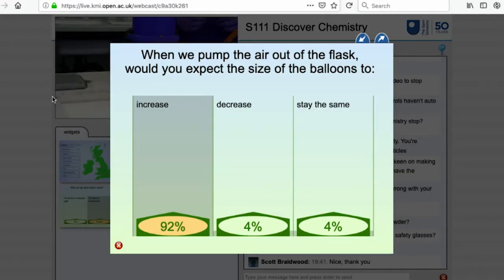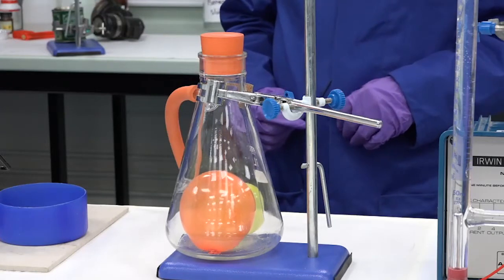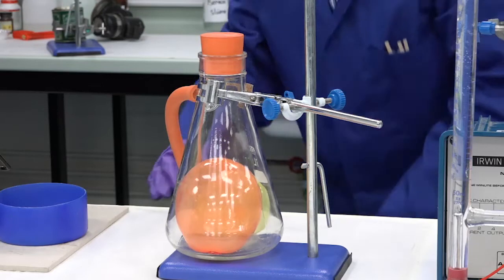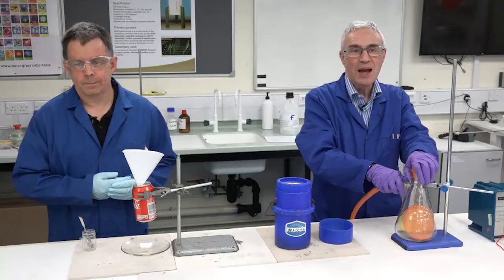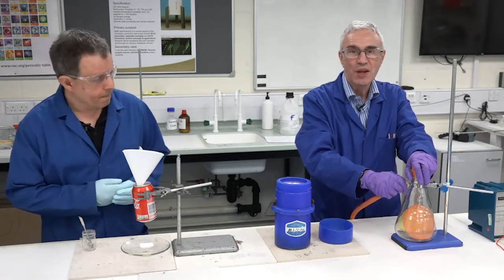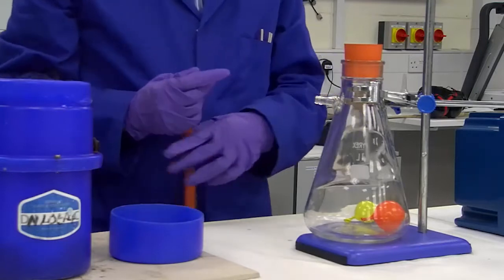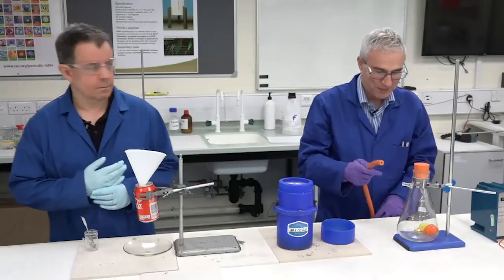Okay. 92% think that the balloons will increase in size. Oh yes, I think there's no doubt about it. So we agree with Robert Boyle, I think. That's right. And if I release the pressure, you'll notice what the problem is. The balloons shrink back to their original size, so they won't stay at that size.